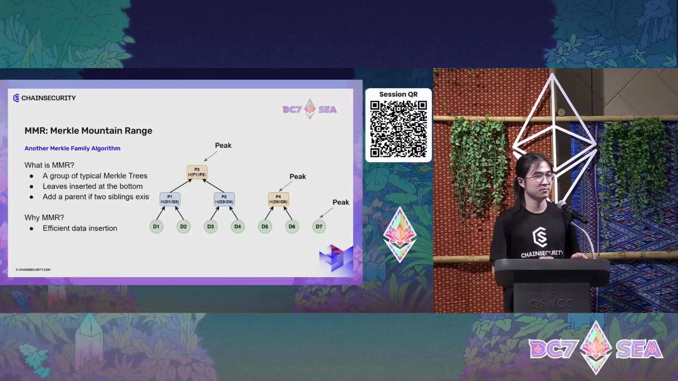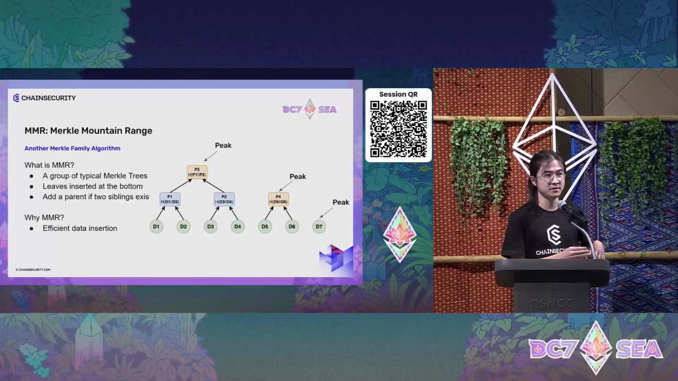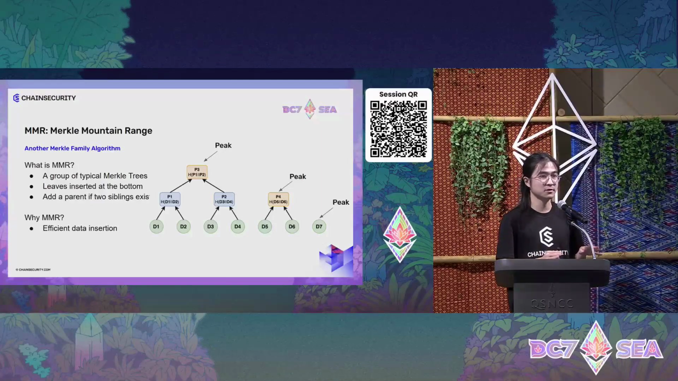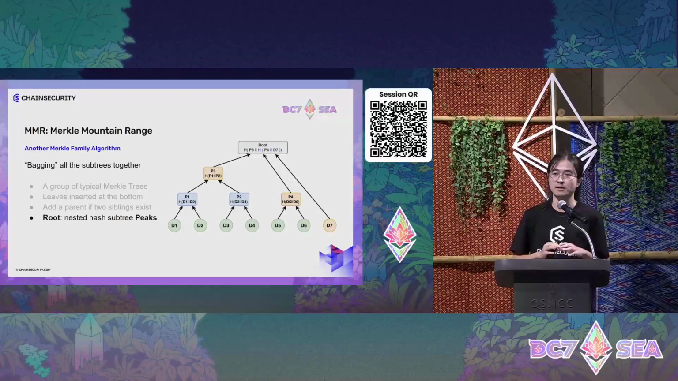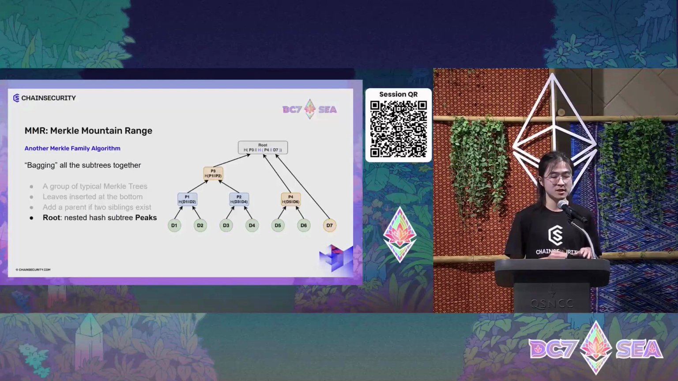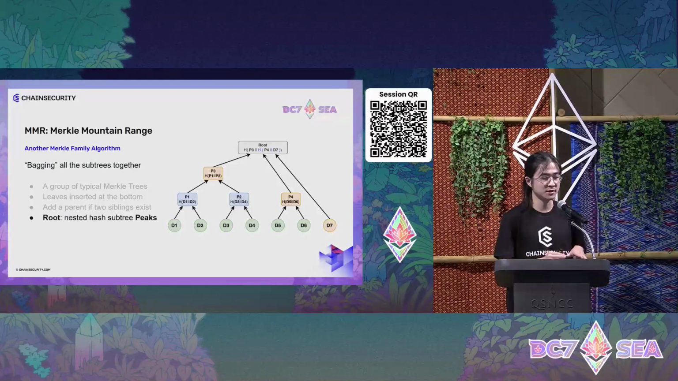And why do we use a Merkle Mountain Range? As I said, if you are adding a new node here, it's very easy to build the tree, and you don't need to recompute all the nodes in this tree. You just append only. And now we have these subtrees. If we only want to store a constant size commitment on the blockchain, what we do is we compute a root. The root will be a nested hash of all the subtree peaks. And that process, we call it the bagging process.